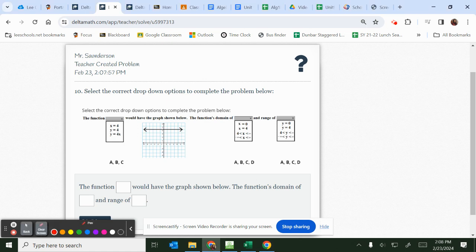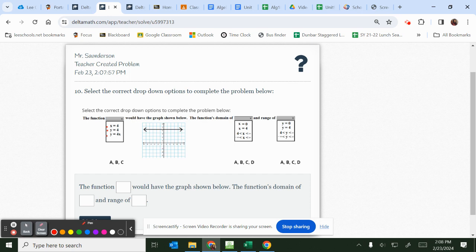Question number 10 says select the correct drop down option to complete the problem below. The function, that's either A, B, or C, would have a graph shown below. So let's first answer that first part.